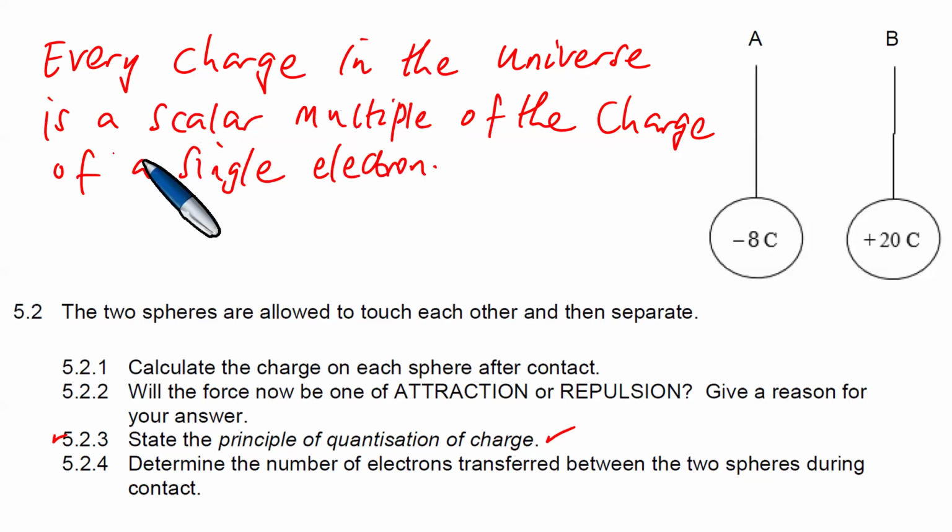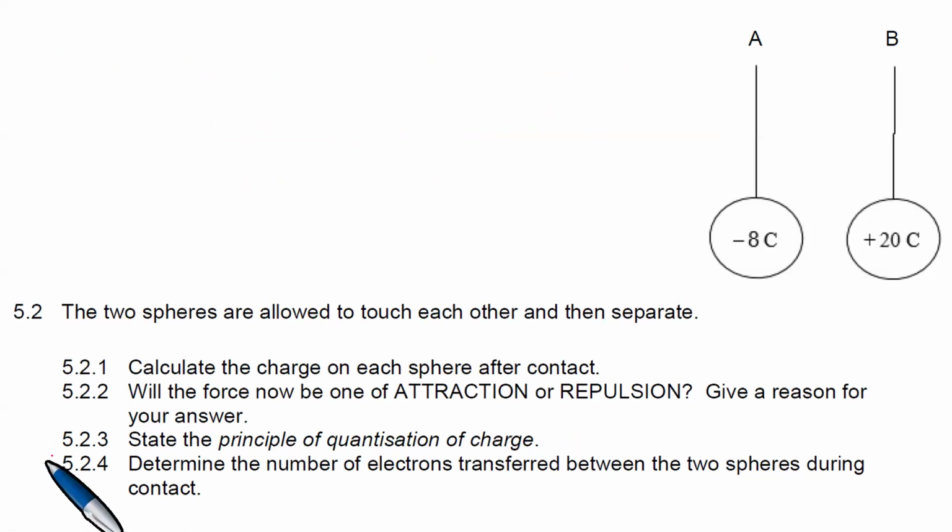Every charge in the universe is a scalar multiple of the charge of a single electron. Okay, that is the principle of quantization of charge. Next question, 5.2.4.